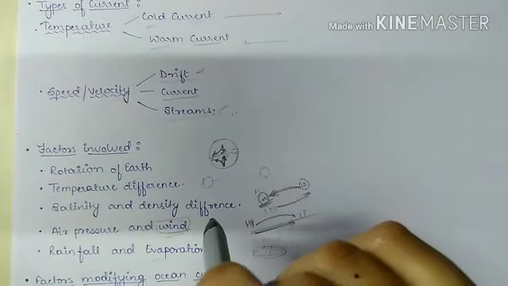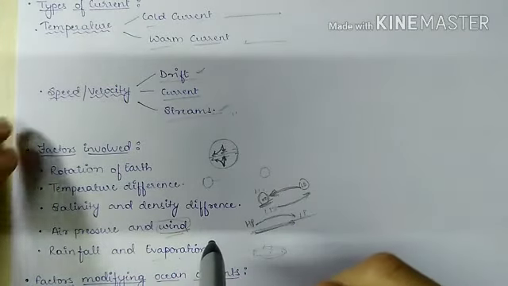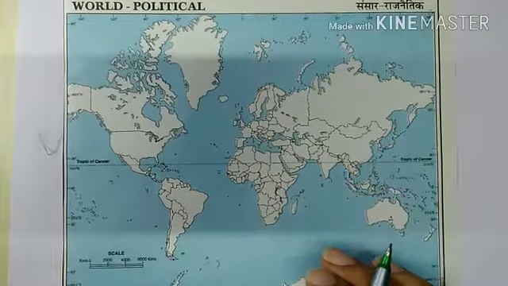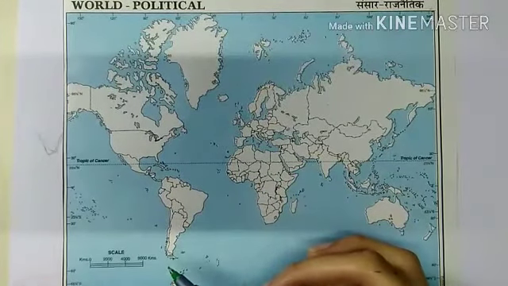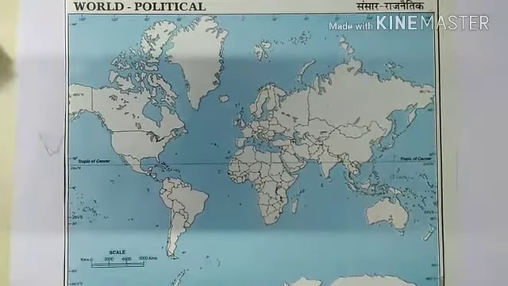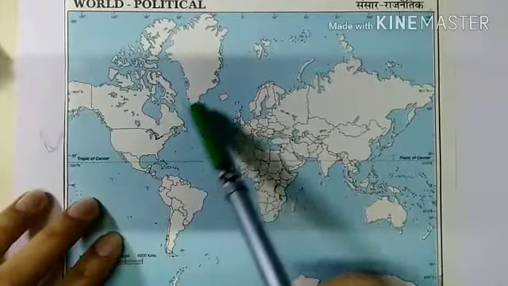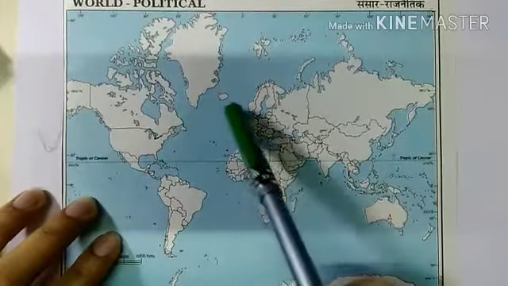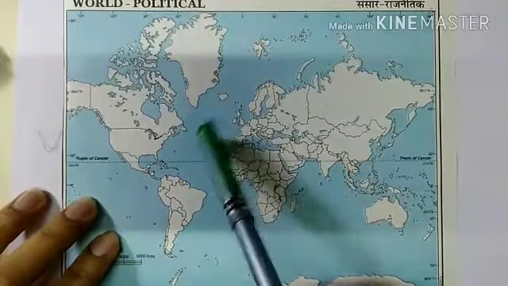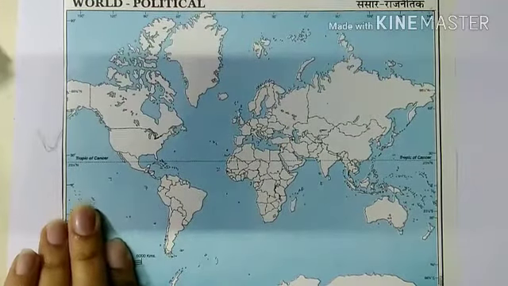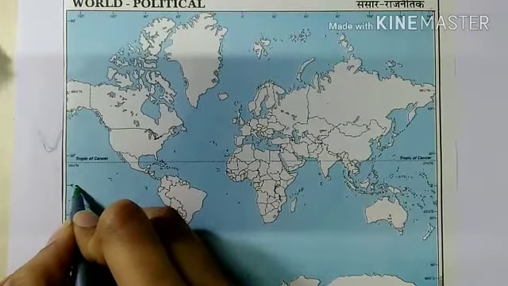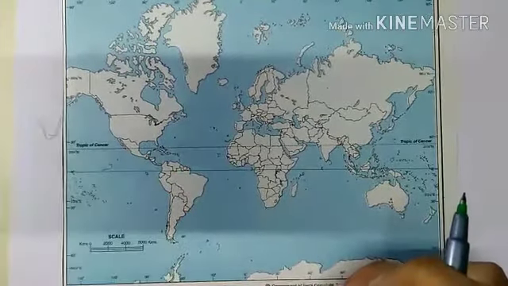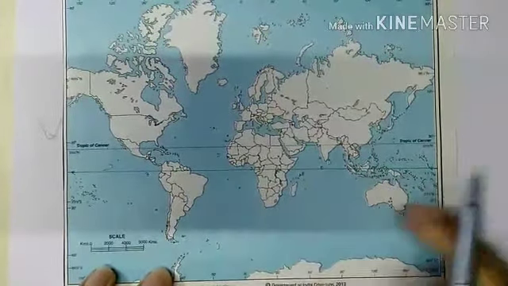Now as we have done ocean currents, we will look into the distribution of ocean currents in the three major oceans. First we will talk about the Atlantic Ocean. In the Atlantic Ocean, first we will look into the configuration of oceanic current in the northern Atlantic. So firstly we will mark the equatorial region. So this is our equator.